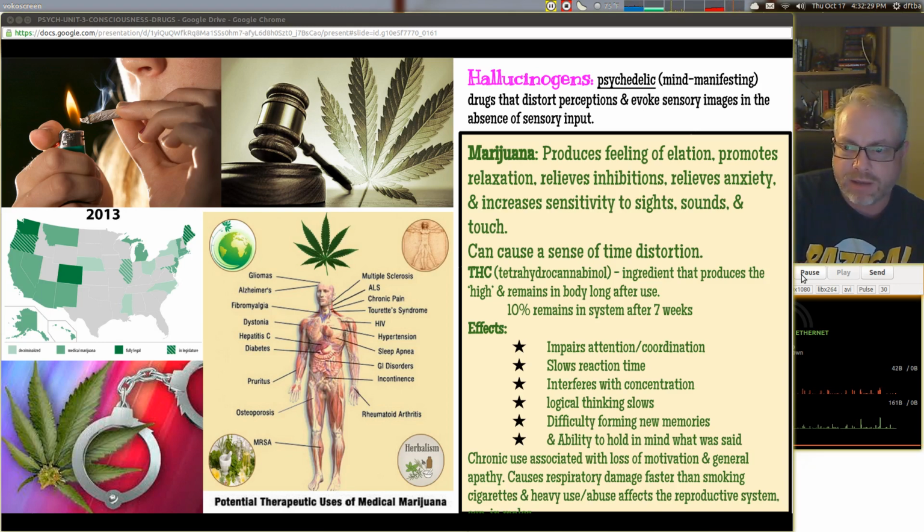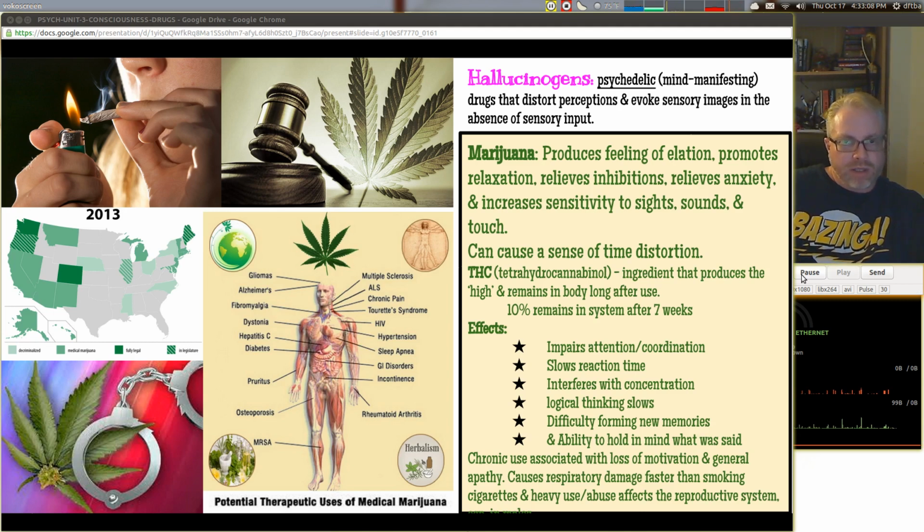The effects can be that it impairs your attention and coordination, slows down your reaction time. It interferes with your concentration, logical thinking slows. So this is not a good thing, especially for young people, to have this kind of effect happening to you when your brain is already developing on its own the way it is. Difficulty forming new memories, inability to hold in your mind what was said, chronic use associated with loss of motivation and general apathy, and it causes respiratory damage faster than cigarettes does.